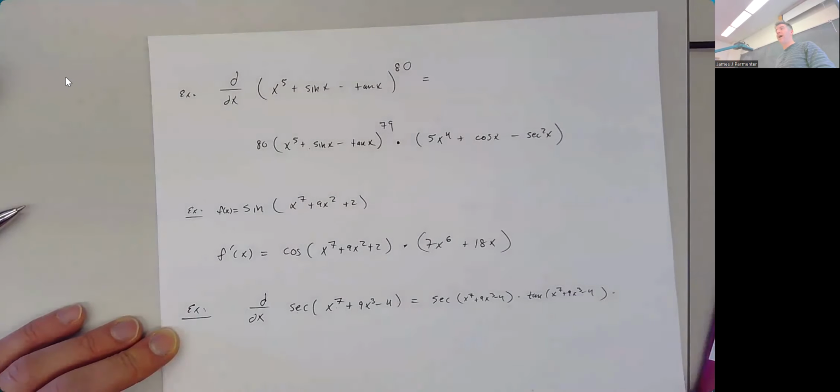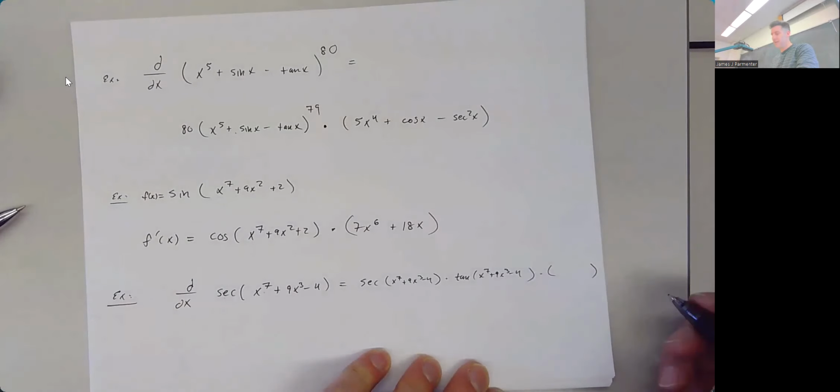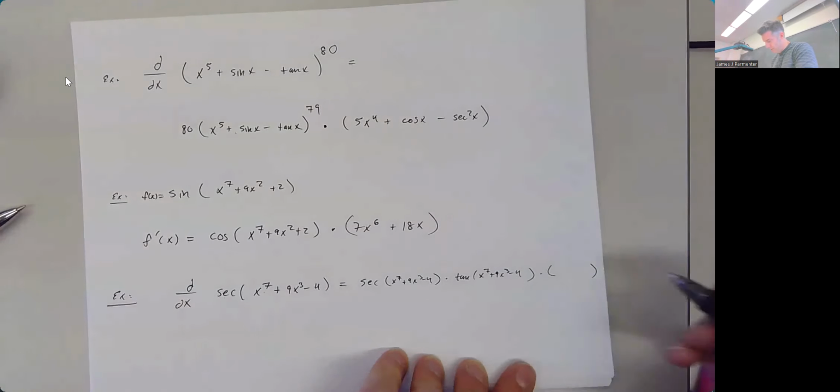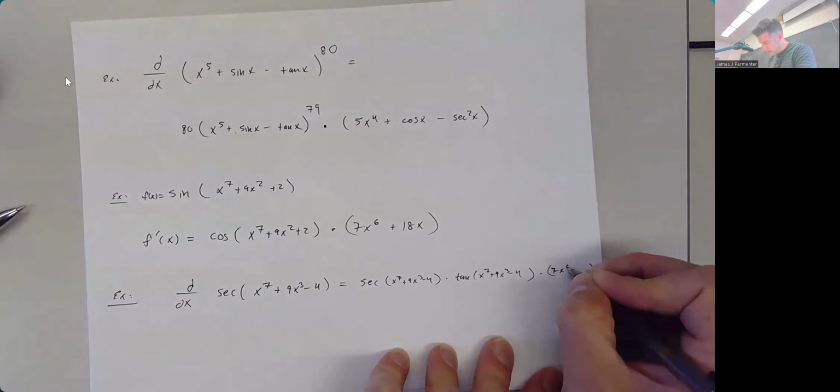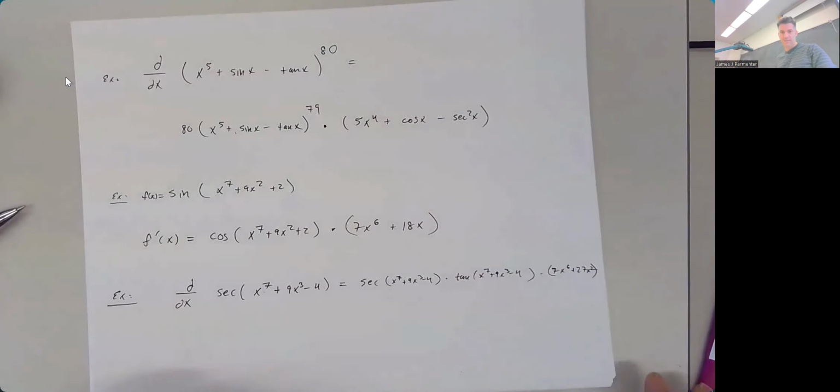And then we have to multiply by, you guys are going to get sick of it, but what is it anyway? The derivative of the stuff, which is 7x to the 6th plus 27x squared. And sorry, it's a little bit tiny in there.